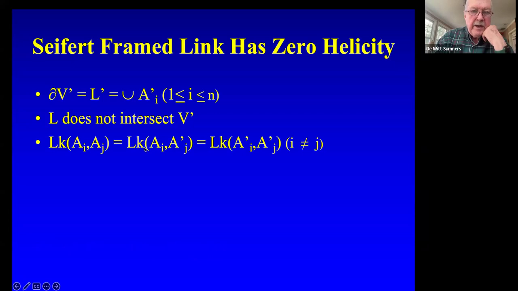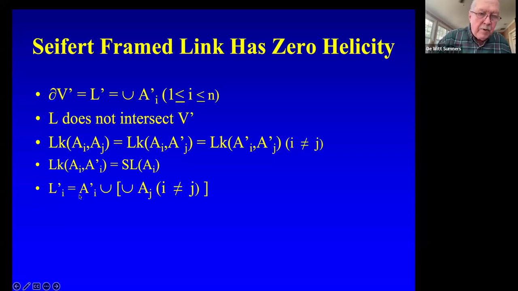The linking number of A_i and A_j is equal to the linking number of A_i with the push-off, because you can move A_j to A_j prime. It's the push-off inside the jth tube. Just move across the ribbon. So you can isotope A_j to A_j prime, leaving A_i fixed. So that proves that the linking numbers are equal here. And for that reason, it's equal to the linking number of the two push-offs. This is for i different from j. And for the self-linking number of A_i, you have the linking number of A_i with its own push-off.